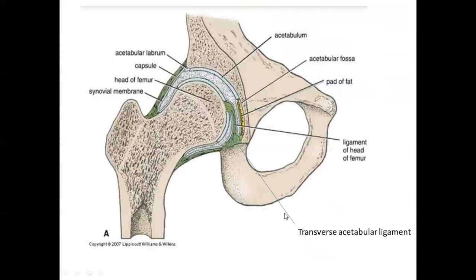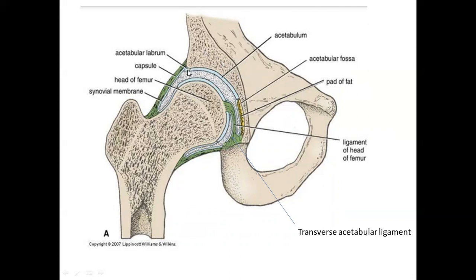Now, another thing that you will have seen in the general anatomy of a joint is that a synovial joint is lined on the inner surface by a synovial membrane. So after the capsular ligament, the second important thing is the synovial membrane and how it is attached to the different parts. This is a transverse section through the hip joint. You can see here, this is the acetabulum.